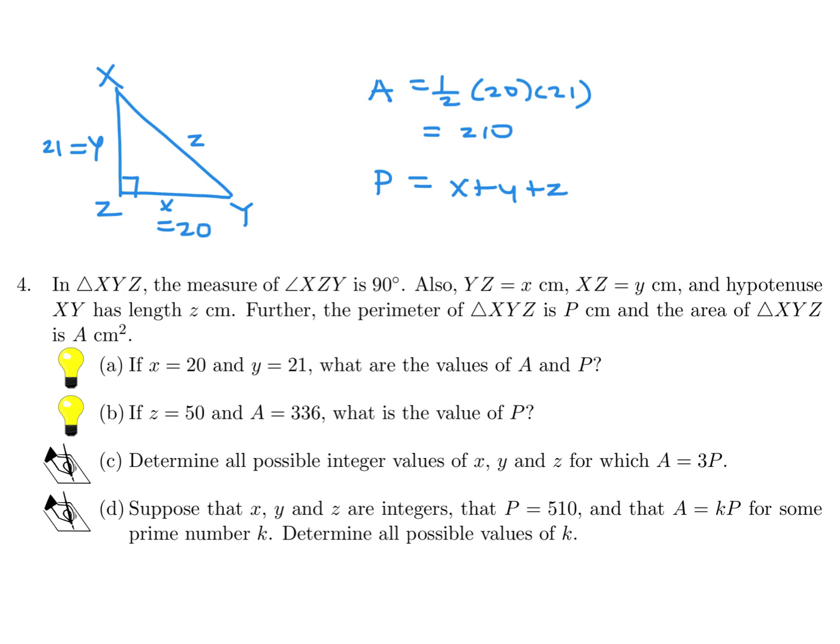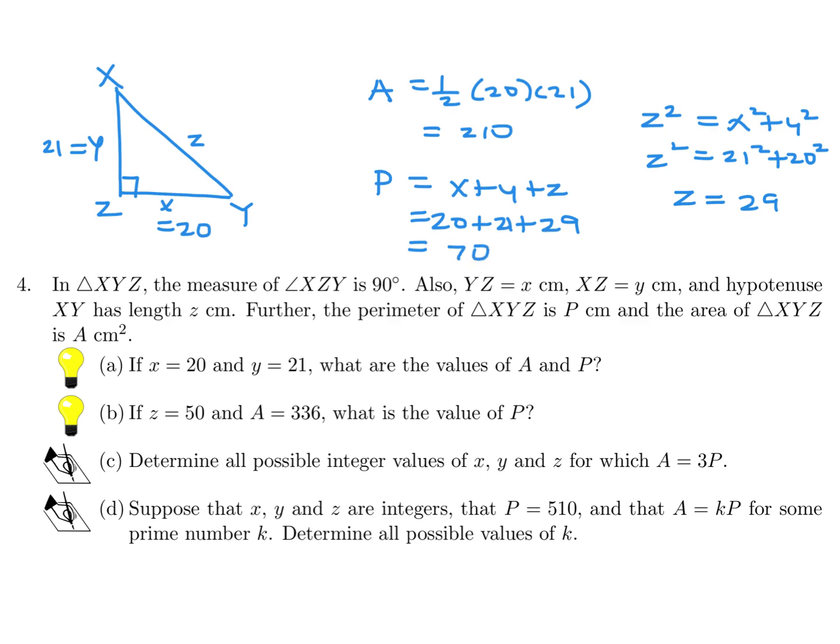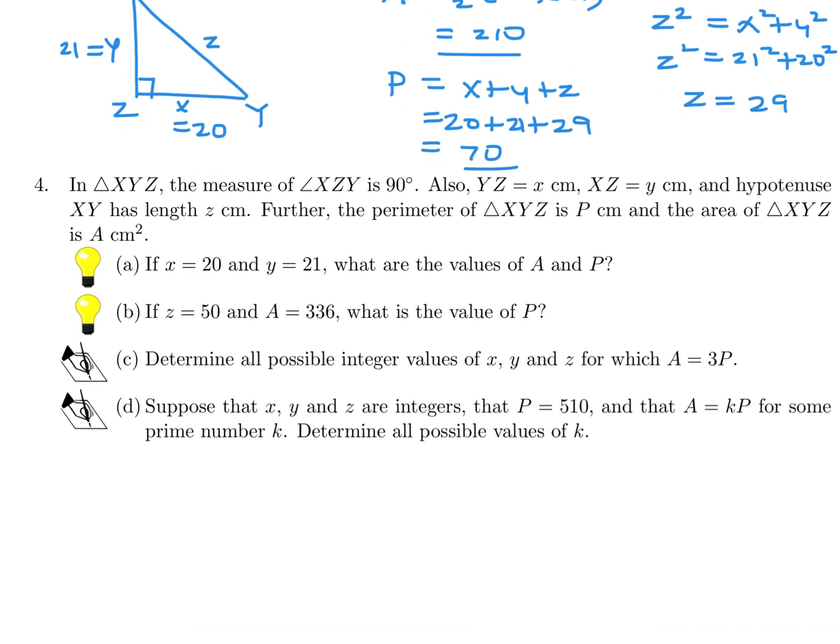Now, in order to figure that one out, I need the value for z, which I can figure out with Pythagoras. Z squared is equal to x squared plus y squared. And I'm certain you can do this. 21 squared plus 20 squared. And then when you solve for this, you get z is equal to 29. So this perimeter will be 20 plus 21 plus 29, which is 70. So there you go, 210 and 70.